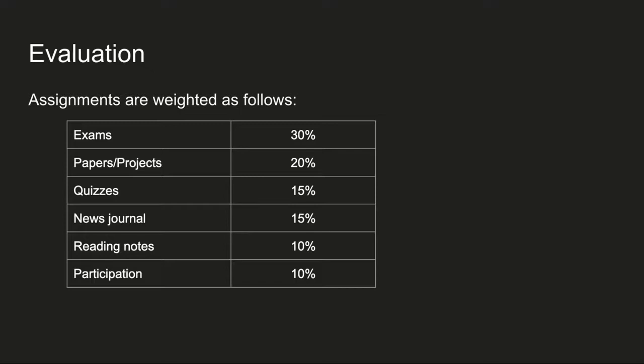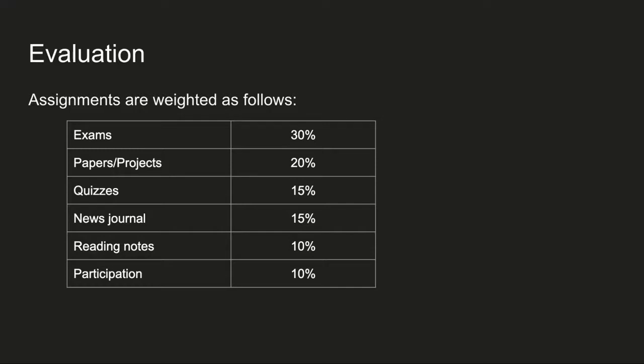So our weighting of assignments, exams will be 30%, papers and projects 20%, quizzes. I'm going to have to think of how I'm going to be doing some of the vocab quizzes a little bit differently, because those are usually things that we did in class. So in a remote environment, that's going to look a little different.